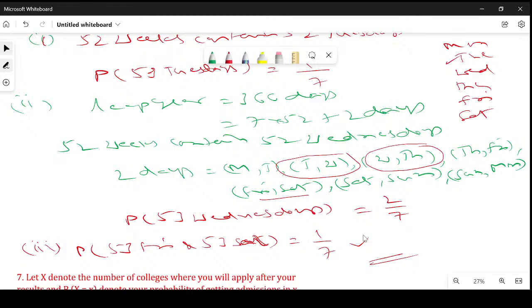Anyone have doubt in this problem? Should I explain question number 6? Is it clear, question number 6? Should I repeat that question? Is it clear? Can I go to another question now? It's clear. Then we do the other one now.